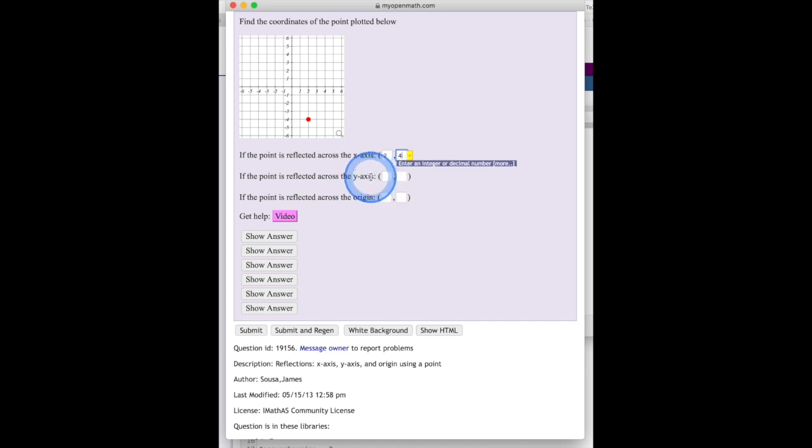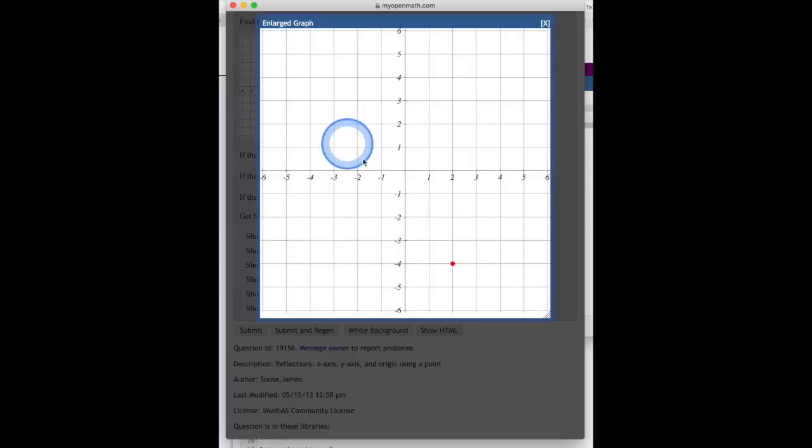Okay, so now for the second one, it says if the point is reflected across the y-axis. So let's go ahead and look at this point 2, -4. And now if we're going to reflect across the y-axis, we leave the y coordinate the same, and we kind of eyeball it. So I would count how many units to the right, 1, 2. Therefore, across the y-axis in the opposite direction, I would go 1, 2. And this point you could see would be at -2, -4.